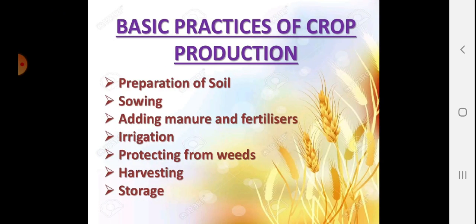Now you remember we did all the basic practices of crop production. There were the preparation of soil, sowing, adding manure and fertilizers, irrigation, protecting from weeds, harvesting and storage. So they can ask for an individual note on any one practice, or they can specifically ask, write a note on irrigation and the types of irrigation, or write a note on harvesting, or the ways of sowing. So here I'll just summarize all the techniques and all the procedures in this video.